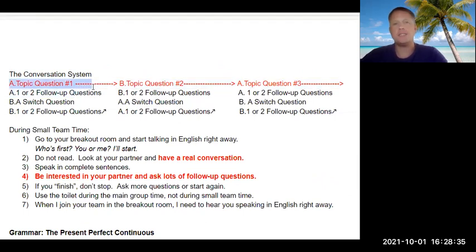Person A will ask a question and some follow-up questions. Person B will switch the direction of the conversation. How about you? And ask some follow-up questions. And then person B can start a new topic question. You can continue like that. B, B, A, B, B, something like that.